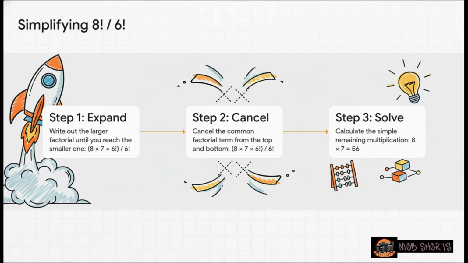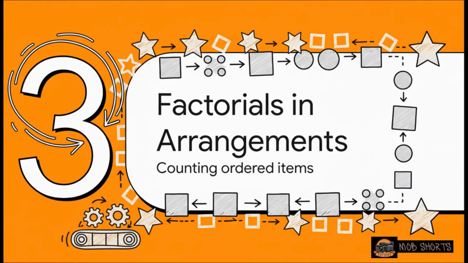So 8 factorial becomes 8 times 7 times 6 factorial. Now you can see we have a 6 factorial on the top and on the bottom. So what do we do? We cancel them out. And all that's left is a super simple sum, 8 times 7, which gives us 56, no calculator needed at all.